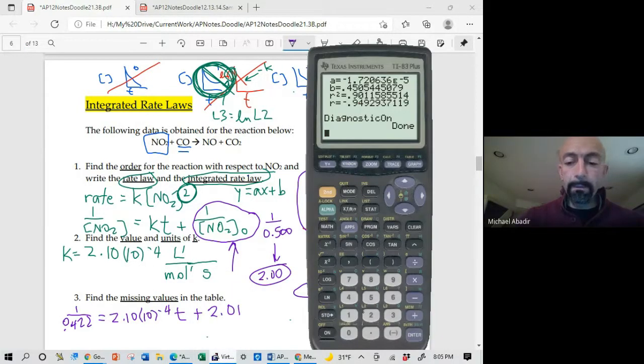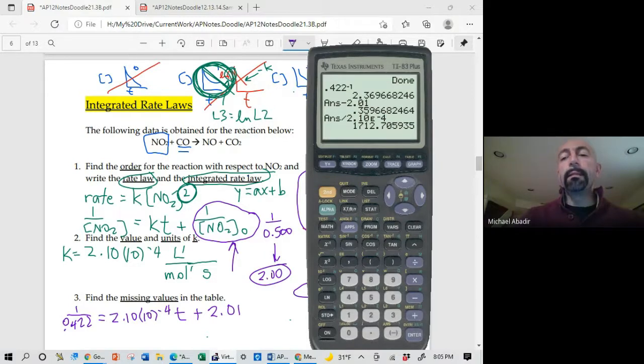see what we get. So you're going to take 0.422. You could hit the inverse button right there. And then you're going to subtract 2.01. And then you're going to divide that by 2.10 × 10^-4. And that's going to give you the time, which if we round it to two significant figures is 1700.